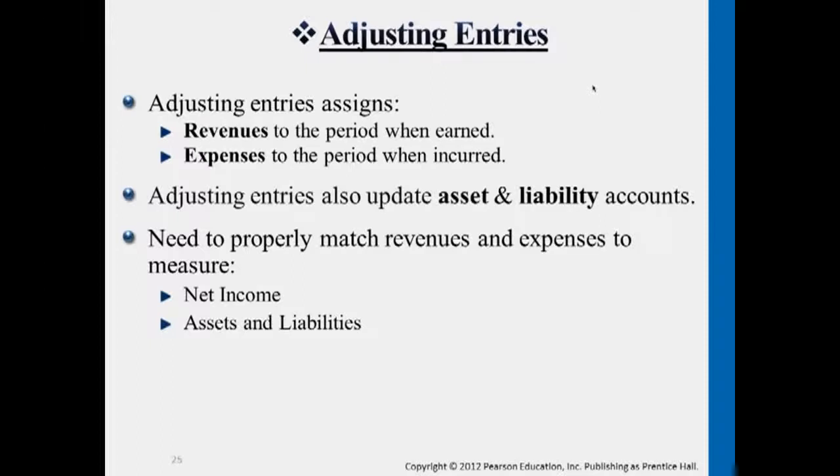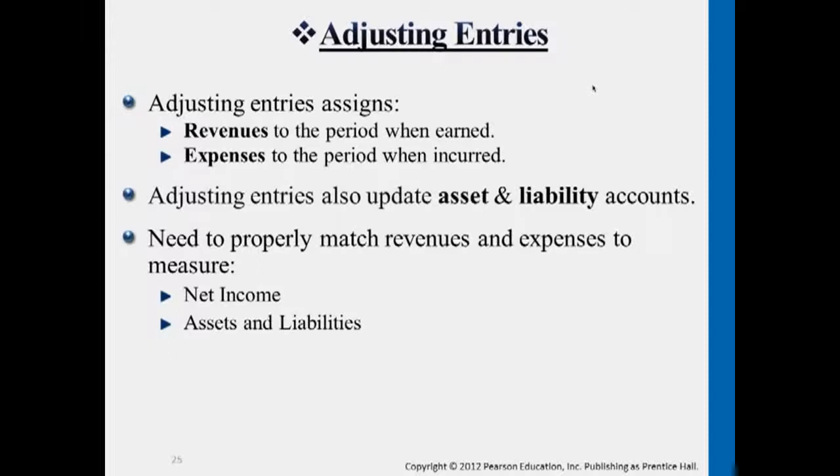Okay, now adjusting entries either affect a type of revenue or a type of expense. And then remember, each and every transaction has two accounts affected. So at the same time, it will affect a type of asset or a type of liability. Okay, what we're trying to do, again, is bring up the accounts to their current status and make sure that net income, assets, liabilities, the balances are correct. Right, so it either affects a type of revenue or a type of expense, and at the same time, a type of asset or liability.